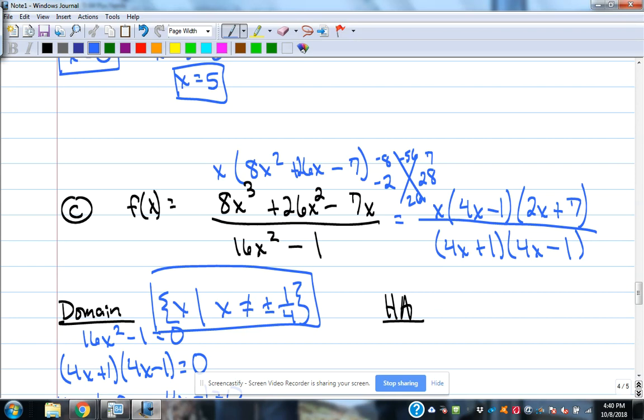So there's the factored form of our polynomial on the top and the factored form of our polynomial on the bottom. The 4x minus 1s cancel each other out. So that I've got x times 2x plus 7 over 4x plus 1.